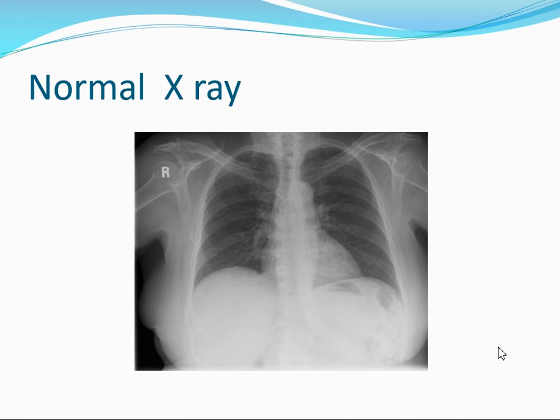Then this is a normal X-ray. So you can see the black part is the shadow of the lung because air is filled in it, and the white part is the bony part. You can see the rib cage, the sternum in between, and the clavicles. So here you see that lungs are normal in shadow. There is nothing which is obstructing it.